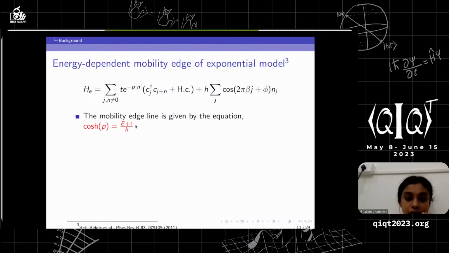And here the condition is cosh(p) equals E plus t by H. And we know that if it is localized in real space, it will be delocalized in dual space. So one can assume that if this condition is satisfied, there is a transition from delocalized to localized states.